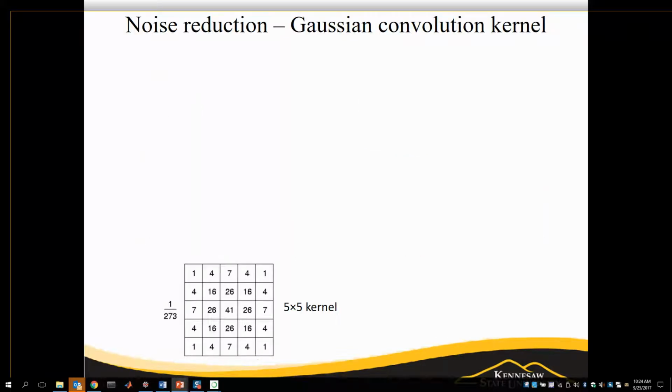Now, here's another kernel, this guy down here. Again, that 1 divided by 273 is actually a shorthand to say you take every value in there and you divide it by 273. And you're like, whoa, that's really weird. What the heck is this thing? This is some strange 5 by 5 kernel. You'll notice the largest value is in the middle, and they get smaller the farther away you get from the middle. And this is based on a Gaussian probability distribution, a bell curve.